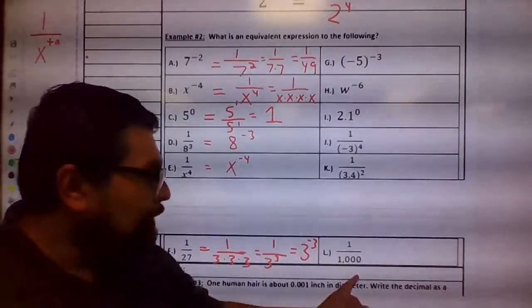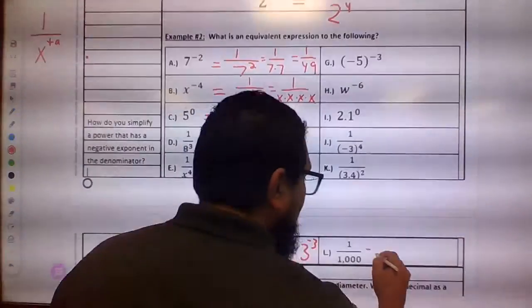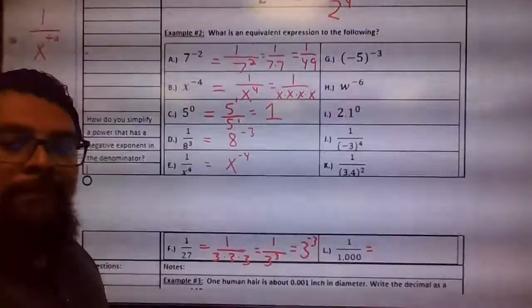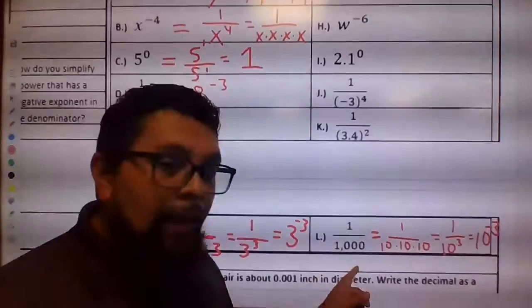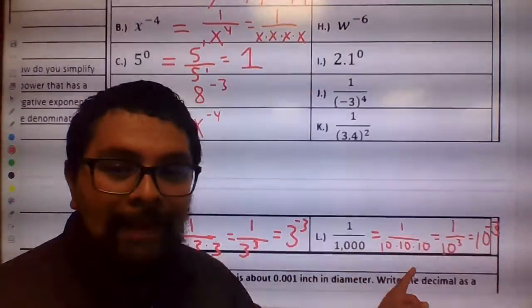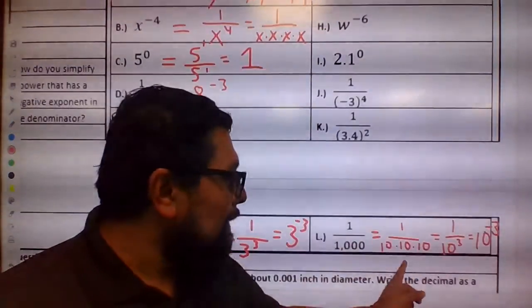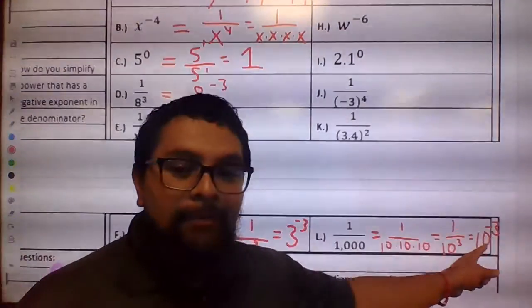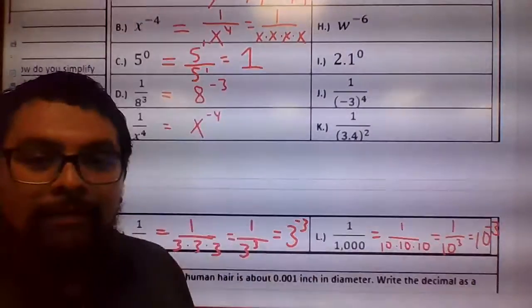This one, we're going to do the same thing. Let's see if you can figure this one out. Go ahead. So here's your answer for L. It's 1 over 10 times 10 times 10. And then 10 times 10 times 10 is 10 to the 3rd. When you change it back to a negative exponent, it's 10 to the negative 3. Okay?